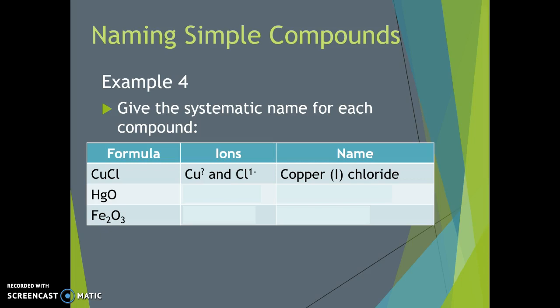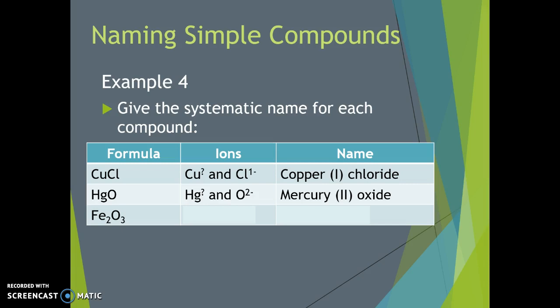For the second example, mercury is again a transition metal, so we don't know the charge, and oxygen, which is in group 6, always has a -2 charge. Again, since they are combined in a 1-to-1 ratio, the charge on the mercury must be +2, and this compound would be called mercury(II) oxide.